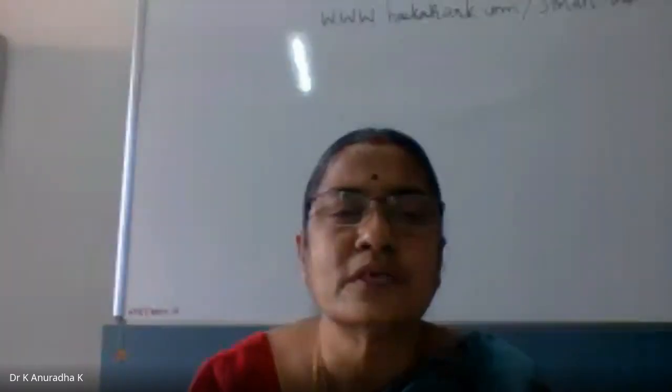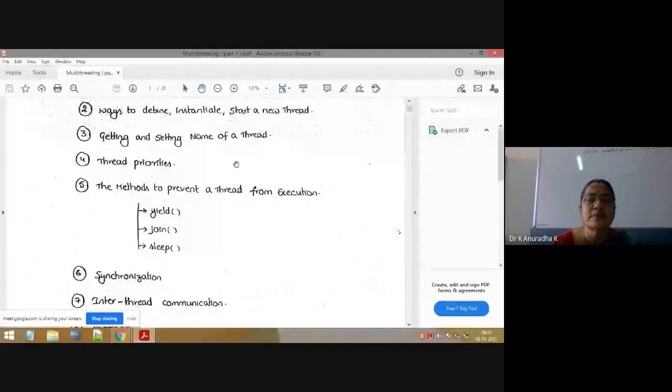So coming to this concept, thread priorities. Each and every thread has one priority. The default priority of a thread is 5, and thread priorities are between 1 and 10. Now, how do we set and get the priorities of a thread? We will see in thread priorities. Next concept is the methods to prevent a thread from execution.